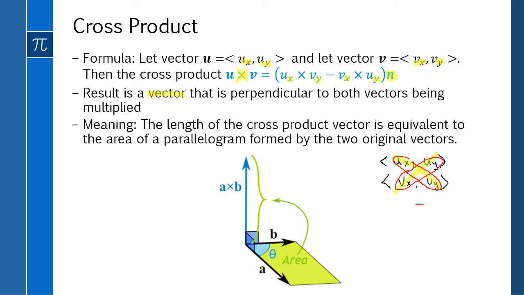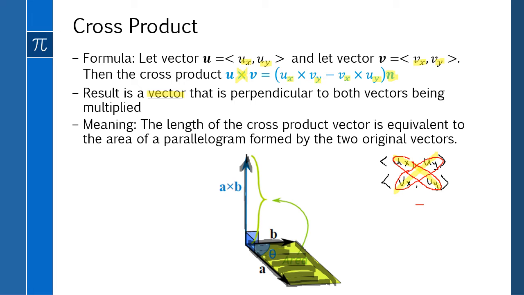So what does this mean? The length of the cross product vector is equivalent to the area of a parallelogram formed by the two original vectors. So if I have two original vectors, A and B, and I use those to draw out a parallelogram, then the area that parallelogram takes up, the amount of space that we have there, is equivalent to the length of the cross product vector. So it's not a super intuitive definition, but that is what the cross product represents.